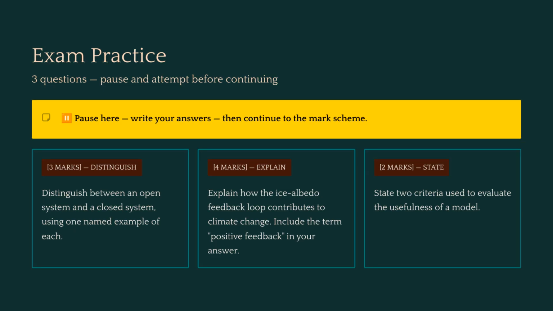3 questions. Pause now and attempt them. Write like it's the real exam. 1. Distinguish open and closed systems. Name an example of each. 2. Explain the ice albedo feedback loop. Show how it's positive feedback. 3. State 2 criteria for evaluating a model. Write your answers, then continue.